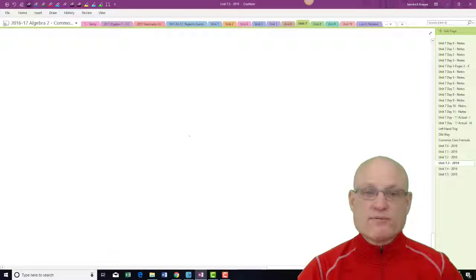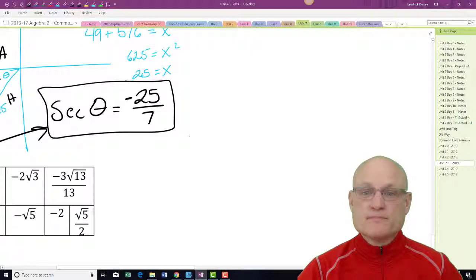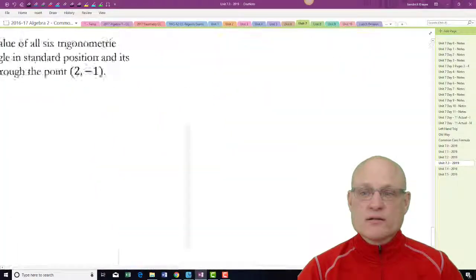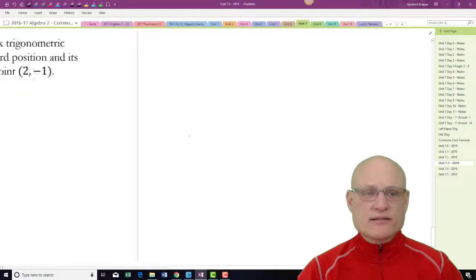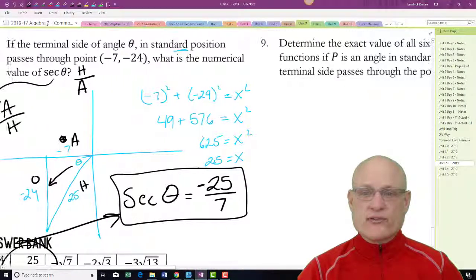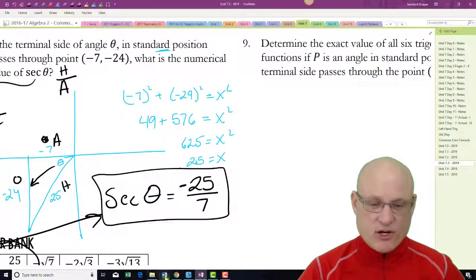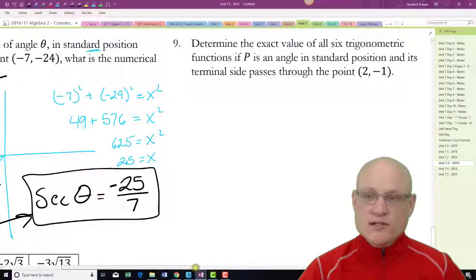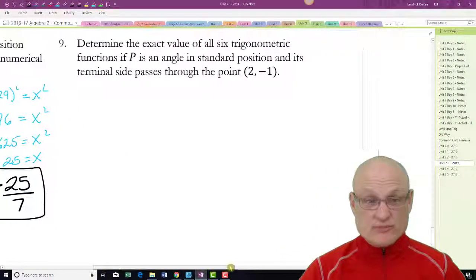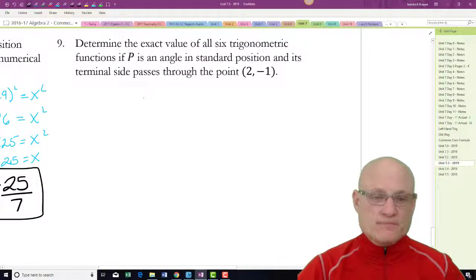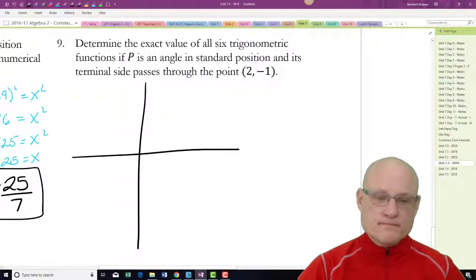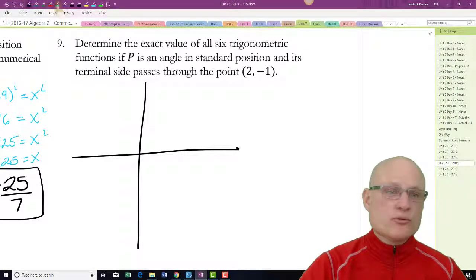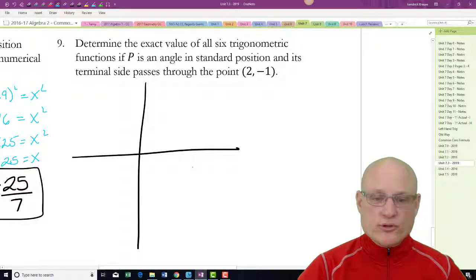All right, one left. Determine the exact value of the 6 trigonometric functions. So we have to find all 6. Really, we're just going to find 2 and flip them, right? All right. So (2, -1) should be right about here. So 2, -1, and x.